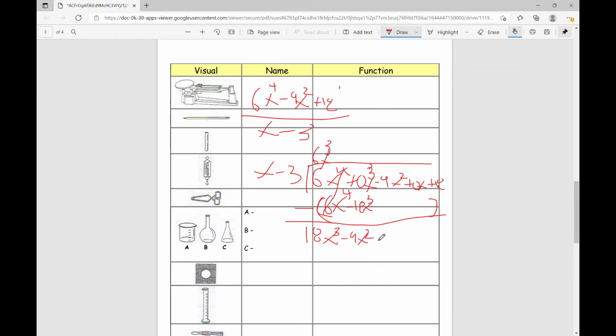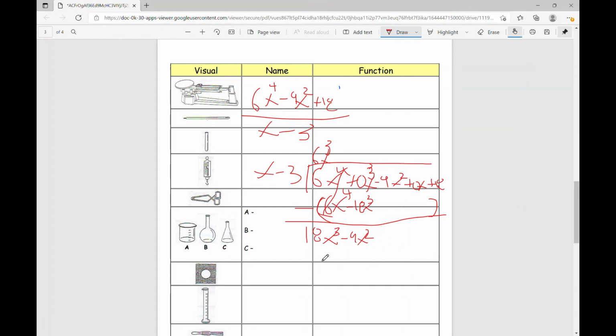Well, you could bring down the 0x, honestly, but really you don't need to put that here. All you really need is the next term. You don't really need to bring down every single thing. I mean, you could bring down the 18, but it's honestly just more needed to bring down the next term.